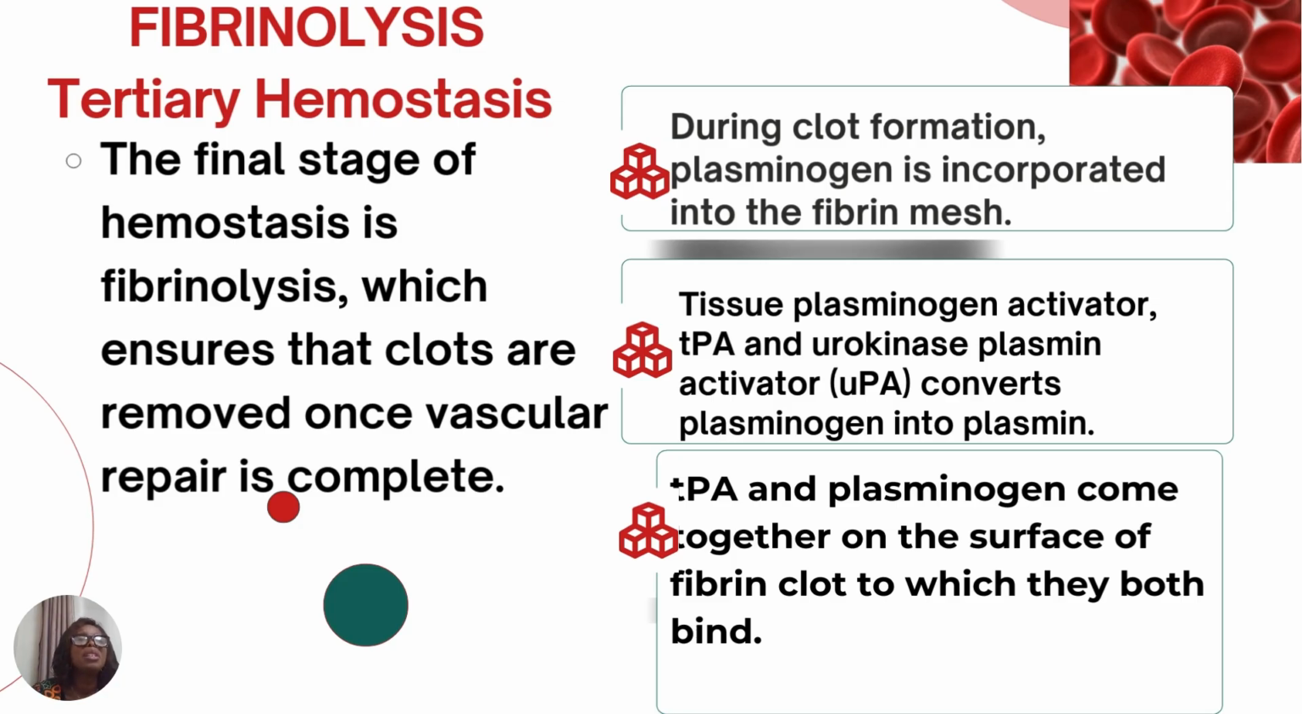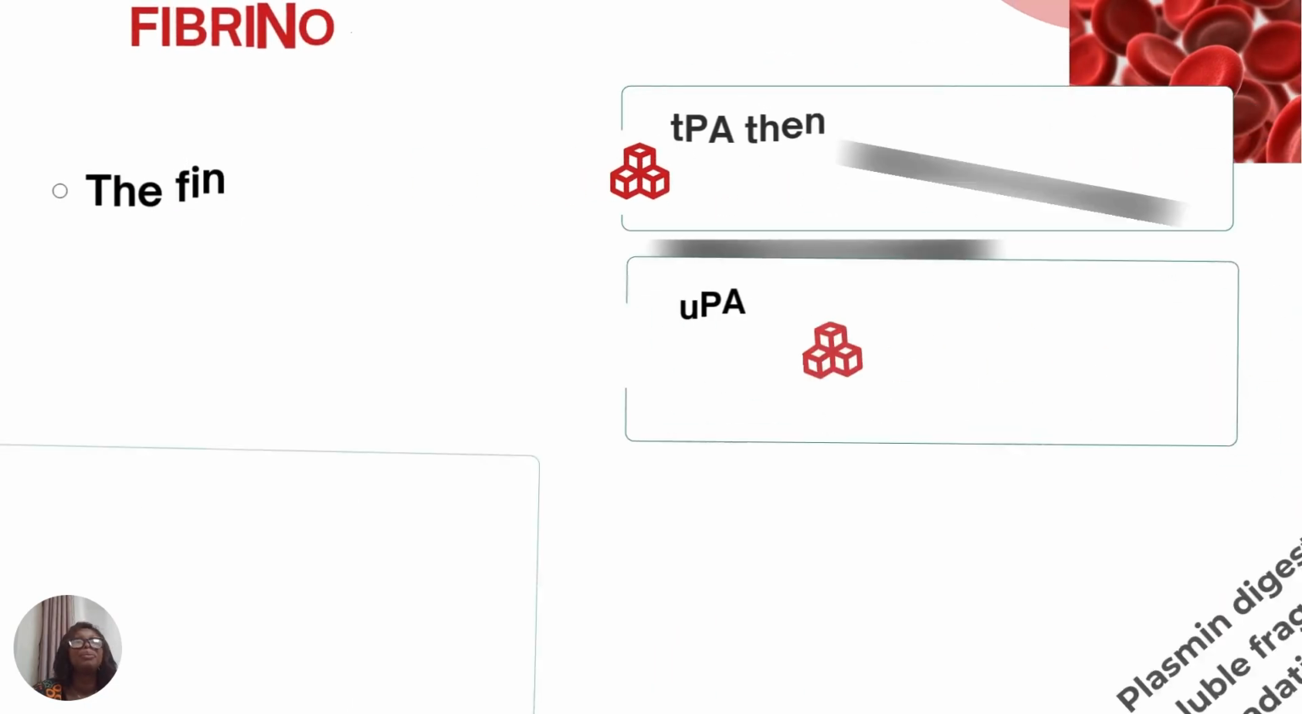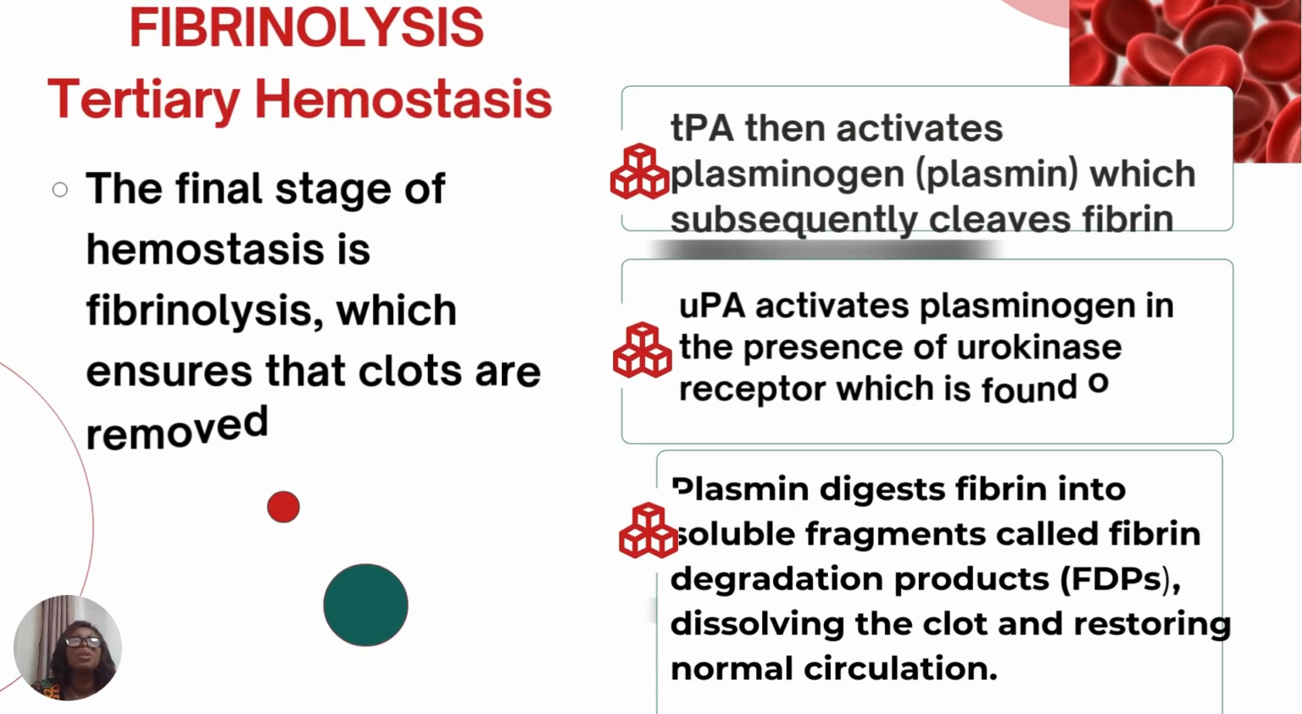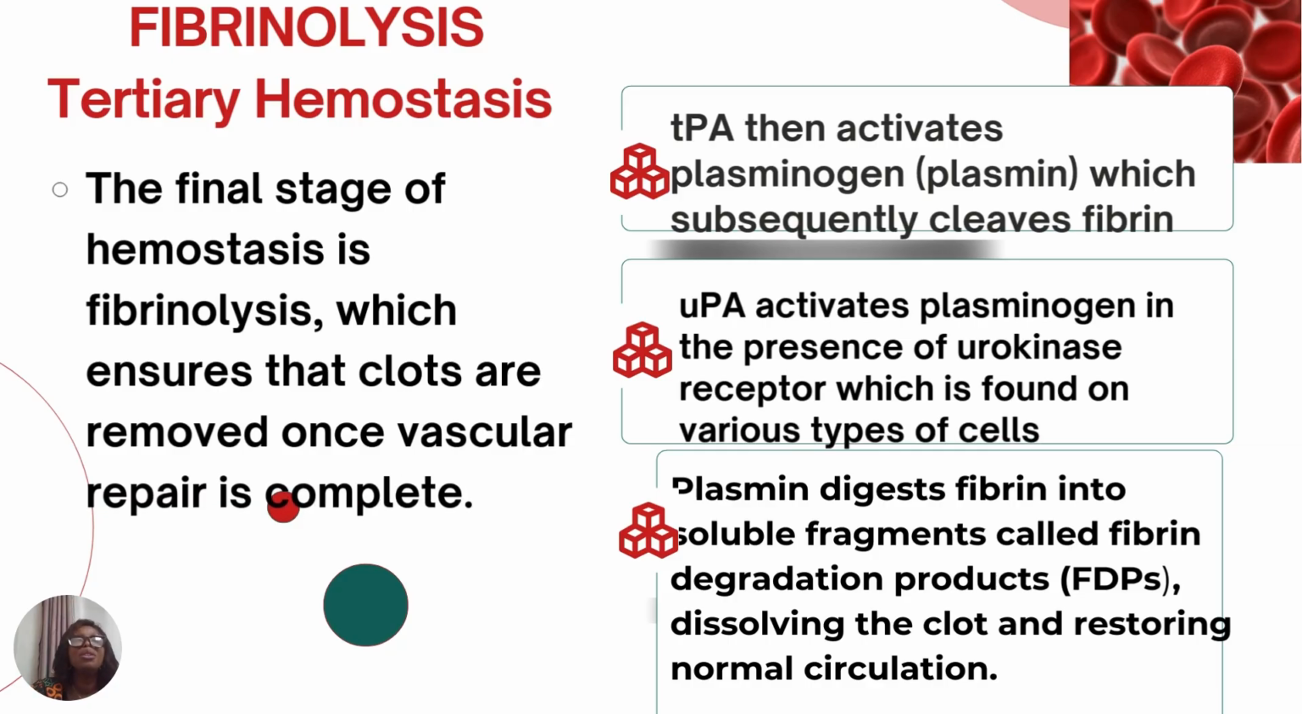Now, the purpose of fibrinolysis is to convert plasminogen to plasmin. Plasmin is the one that helps to break down the fibrin clots. But for plasminogen to be activated, you need two activators, and they are called tissue plasminogen activator and urokinase plasminogen activator. They convert plasminogen into plasmin. Now, the tissue plasminogen activator and plasminogen come together on the surface of fibrin clots, to which they both bind. The tissue plasminogen activator then activates plasminogen on the fibrin clot, which subsequently cleaves the fibrin.